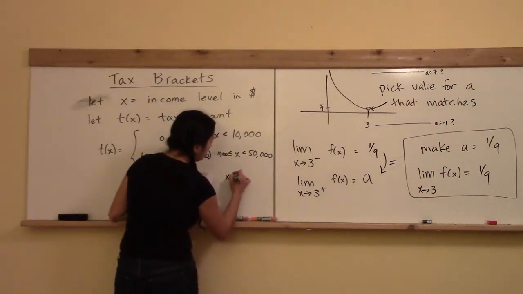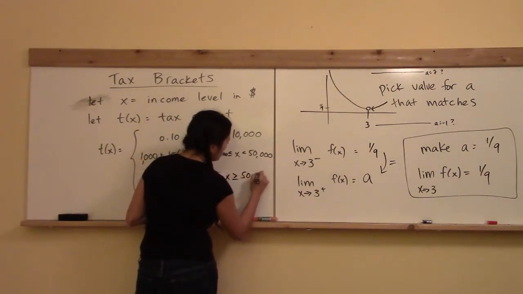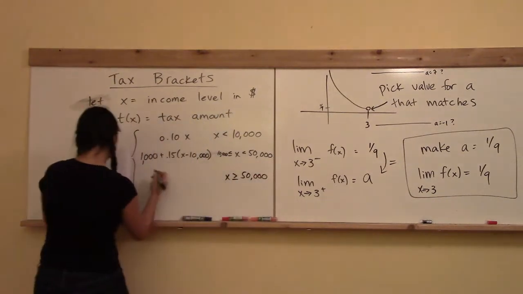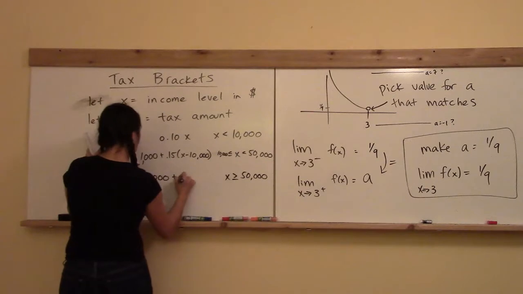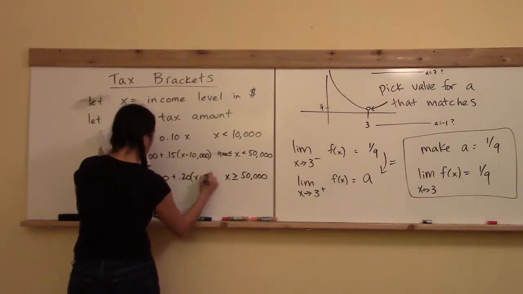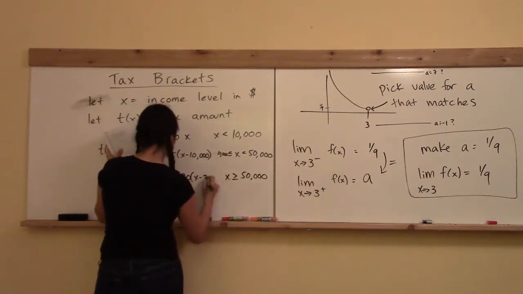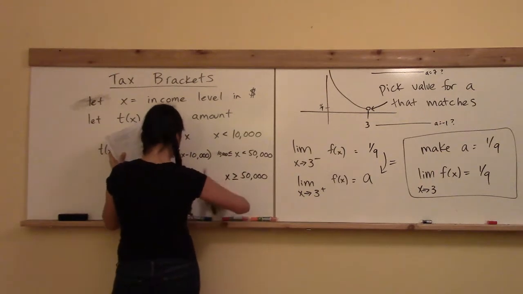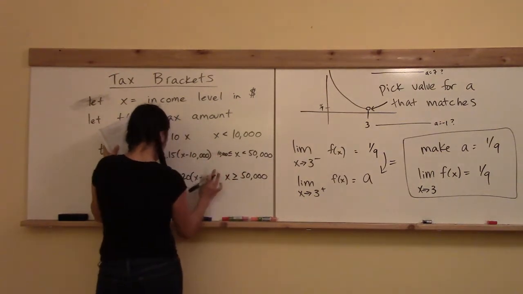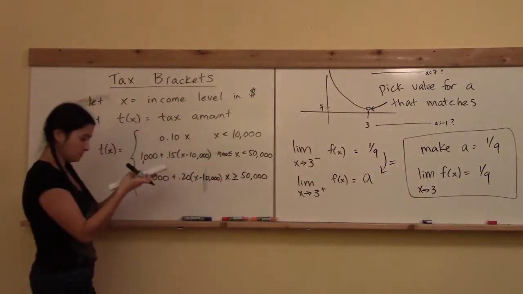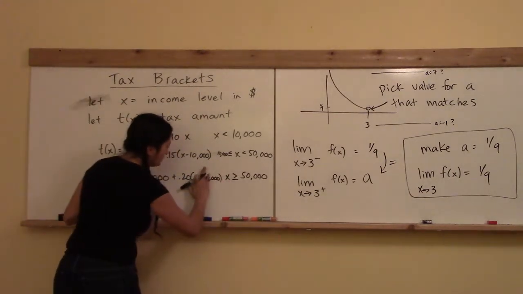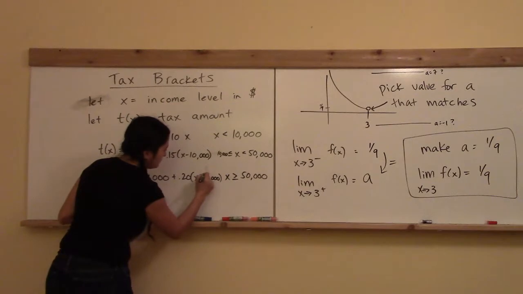Let's say if I made more than or equal to $50,000, the tax would be $7,000 plus 0.20 times x minus 20,000. Or sorry, 10,000. x minus 10,000. Okay. Oh, sorry, that's supposed to be a 5 there. That was a little typo.